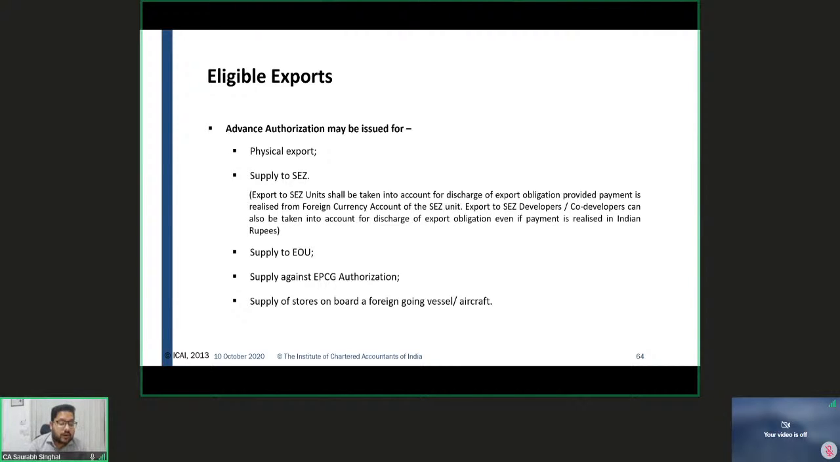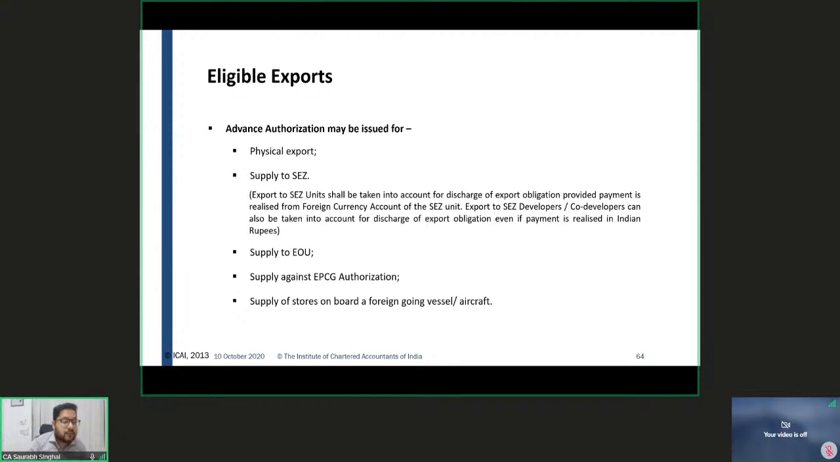But exports to SEZ are eligible only if they are made on payment in a particular manner. Whenever supplies are made to an SEZ unit under advance authorization, you receive money from the foreign currency account of the SEZ unit. The SEZ units are allowed to maintain a foreign currency account. If the domestic manufacturer receives money from that foreign currency account, then that type of supply to SEZ will be eligible for advance authorization. Supplies to SEZ developers or co-developers, even if you receive INR, are allowed. Supplies to export-oriented undertakings are allowed. So deemed export type of things are allowed. Supply to an EPCG authorization holder is also allowed. Supply of stores on board a foreign going vessel or aircraft is also allowed.